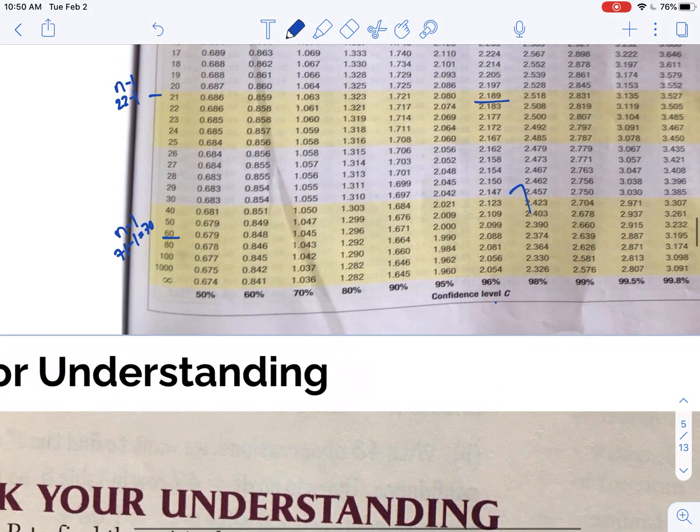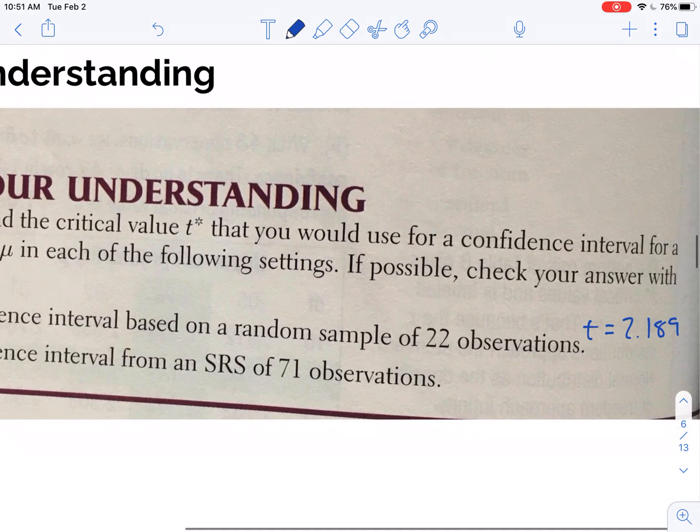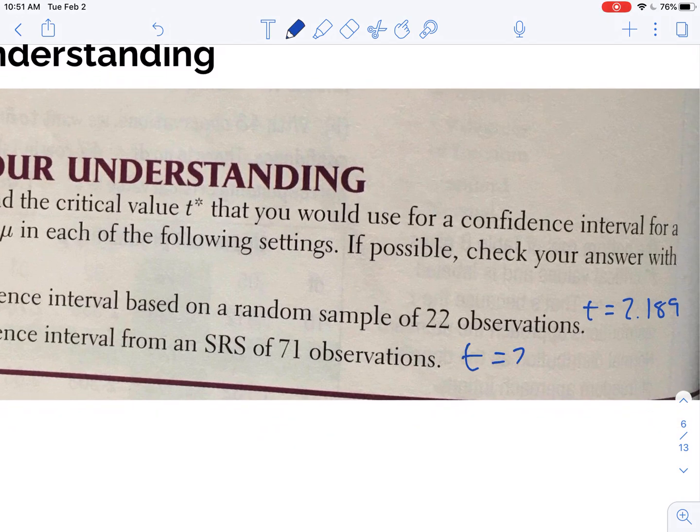And I'm going to go to the 99% confidence level. And that is at 2.66. I believe so. Yes, that is at 2.66. So I'm going to say my t-value here is 2.66.